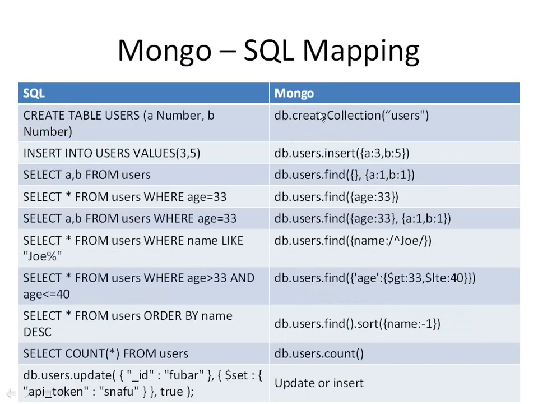So here we see some commands that we generally run on a relational database, and this is the command that we usually run on a Mongo database. If I want to create a table, then I use create table users, where A is a number and B is a number, and here I just use db.createCollection users.